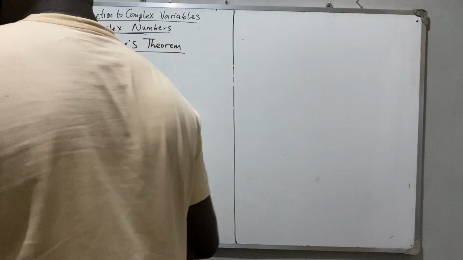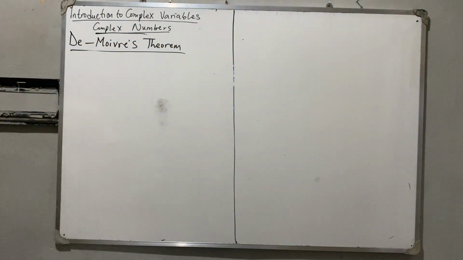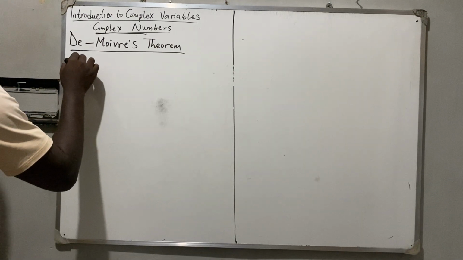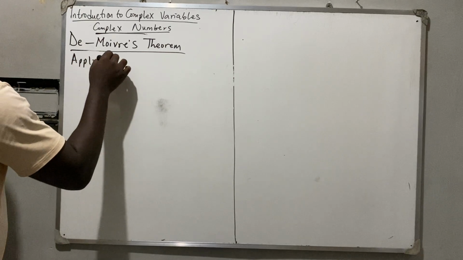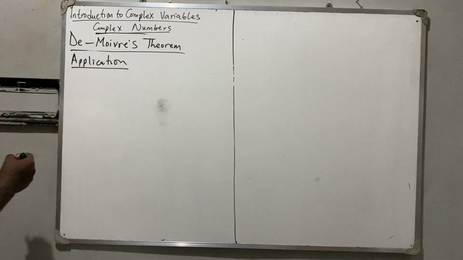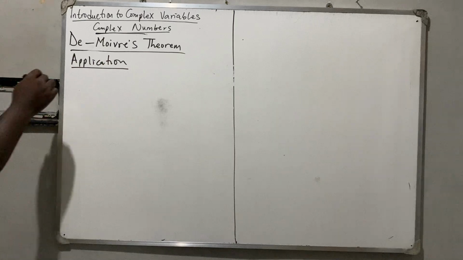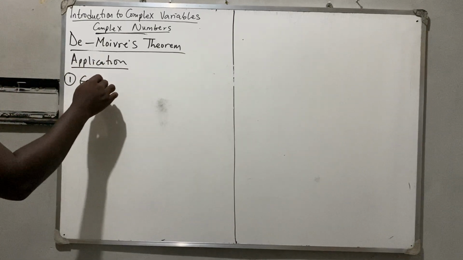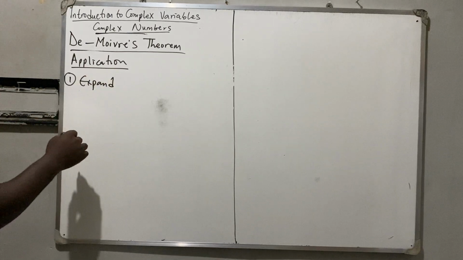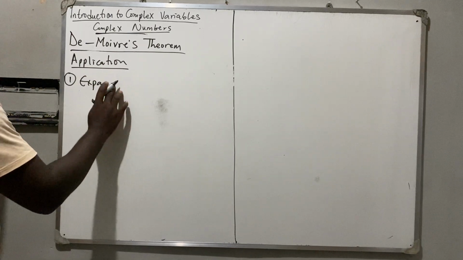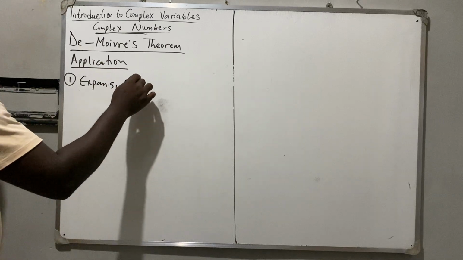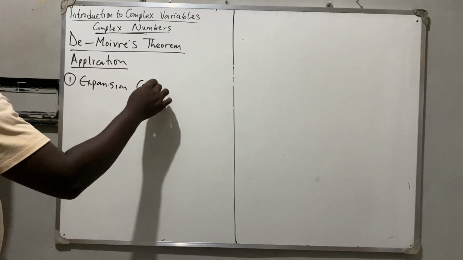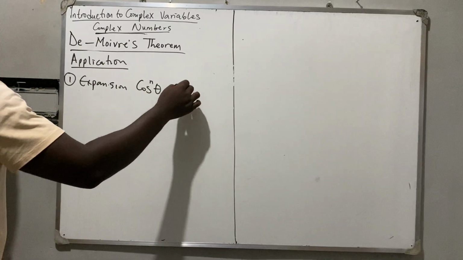So application of the De Moivre theorem. Right? Application. So how do we apply this De Moivre theorem? Number one, the first application is the expansion. We apply it in the expansion of cos n theta and sine n theta.